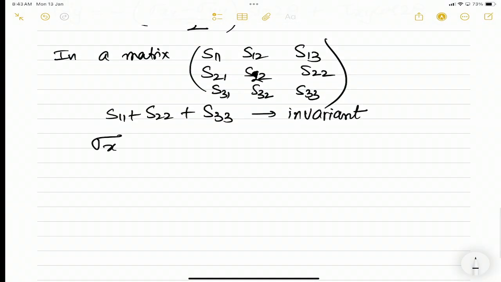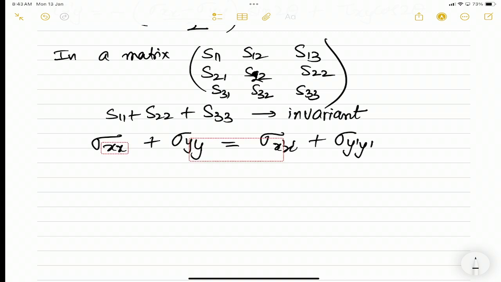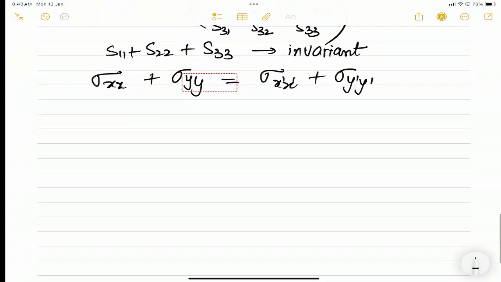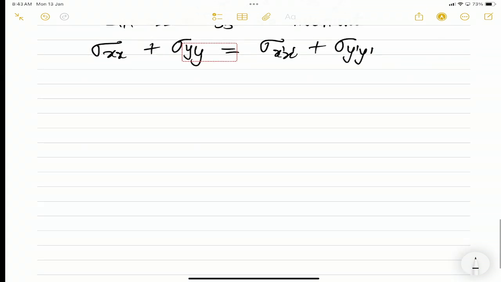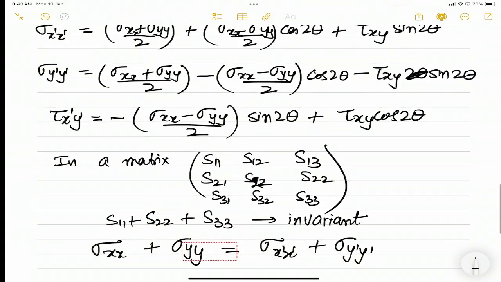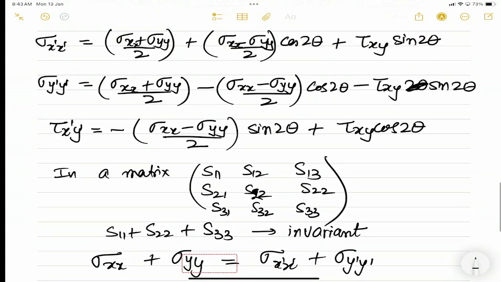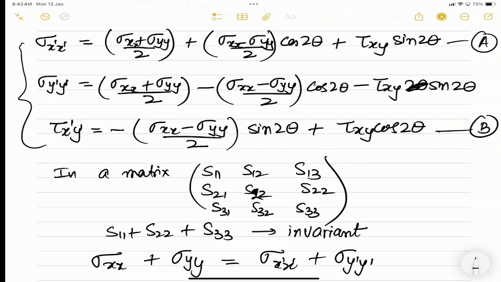So therefore, sigma xx plus sigma yy is equal to sigma x prime plus sigma y prime. Because sigma zz is 0, the sum of sigma xx plus sigma yy is this thing. So now, okay, these which we have, what I can do is, if I look at this relation, let me call this A, let me call this B.